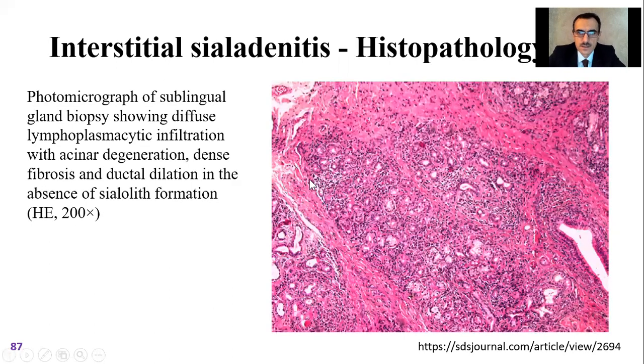Here is a photomicrograph to demonstrate the histopathological findings during interstitial sialoadenitis. This biopsy, taken from the sublingual gland, shows diffuse lymphoplasmacytic infiltration with acinar degeneration, dense fibrotic tissue, fibrosis, and ductal dilation in the absence of sialoid formation.